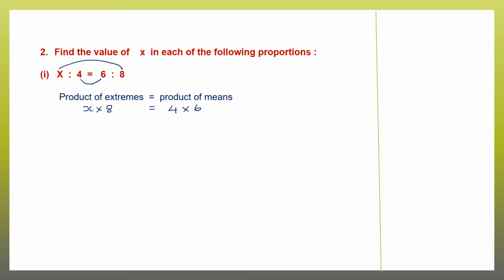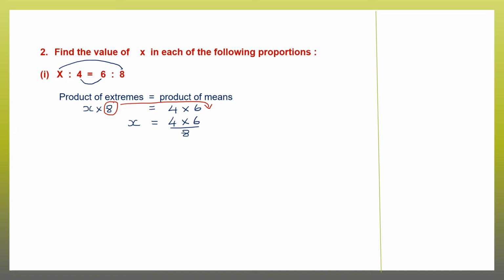So we are trying to find the value of x. So we will leave x on the left hand side as it is. On the right, we will have 4 into 6. We are not making any change. Now 8, which is on the left hand side, I'm going to take it to the right hand side. So as you can see, it is x into 8. It's multiplication. So when I take it to the other side, it becomes division. Now I have 4 into 6/8.